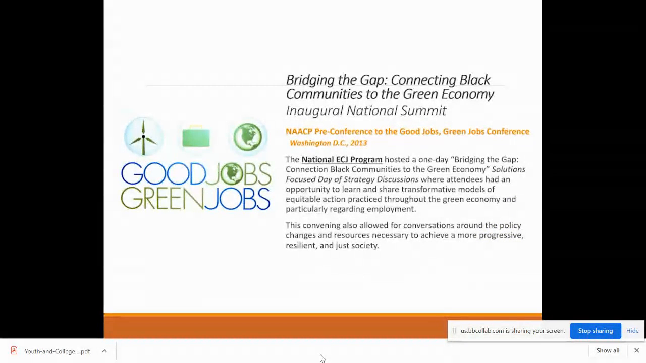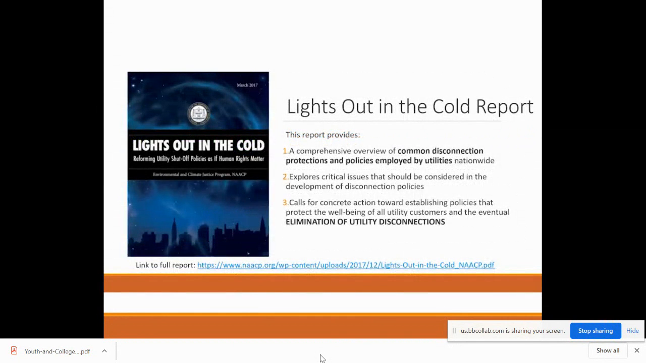So our inaugural Bridging the Gap convening was in 2013 in Washington, D.C. as a pre-conference to the Good Jobs, Green Jobs Conference that used to happen annually and was held by the Blue Green Alliance. We put out this report a couple of years ago called Lights Out in the Cold: Reforming Utility Shutoff Policies as if Human Rights Matter, out of concern for folks who were literally paying the price of poverty with their lives.